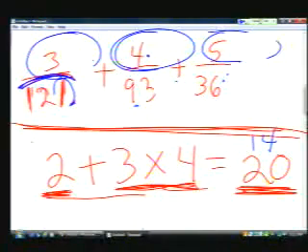Now one of those is actually the right answer, and one of them is the wrong answer. All right, well, let's do this by vote. Raise your hand if you think the correct answer is 14. Let's do that first. All right, now raise your hand if the correct answer is 20.